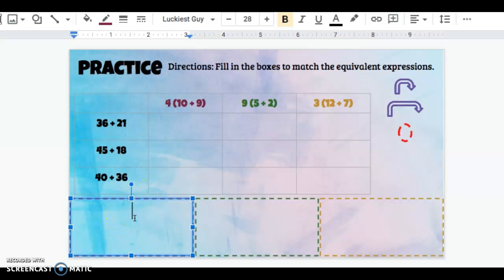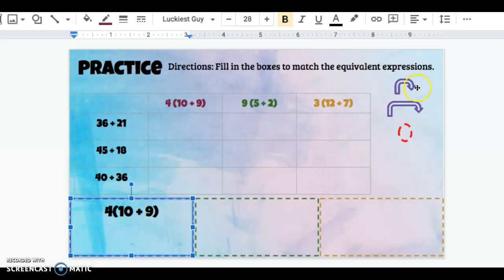And they kind of color coordinated. This is that burgundy red, green, and mustard yellow. So they go with the columns 1, 2, 3, 1, 2, 3. Okay, so your first problem, you're starting off with 4 parentheses 10 plus 9.